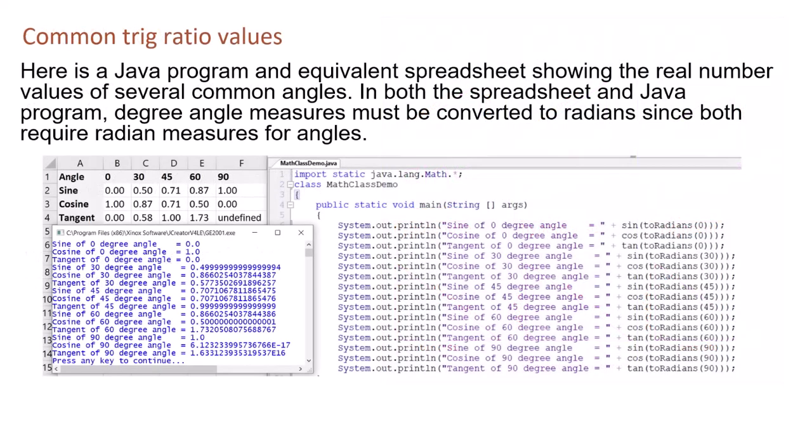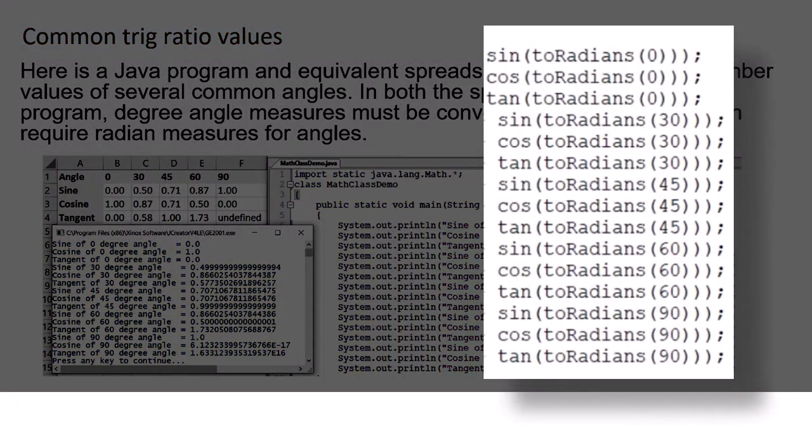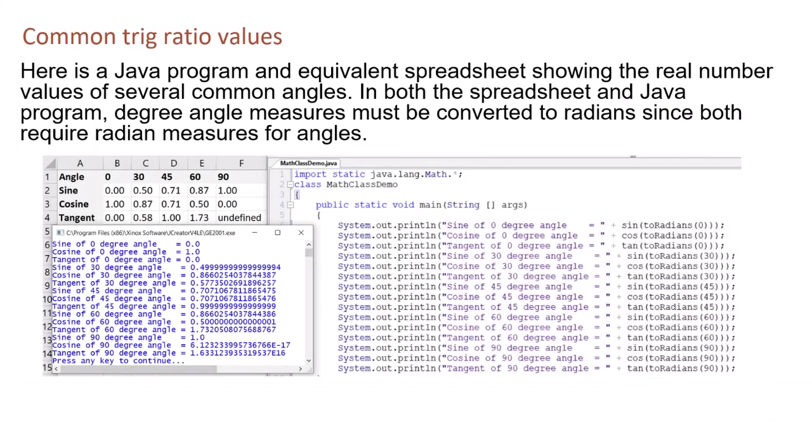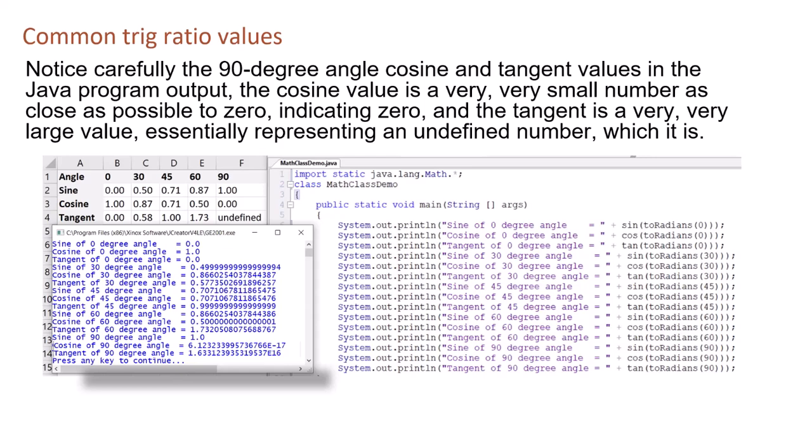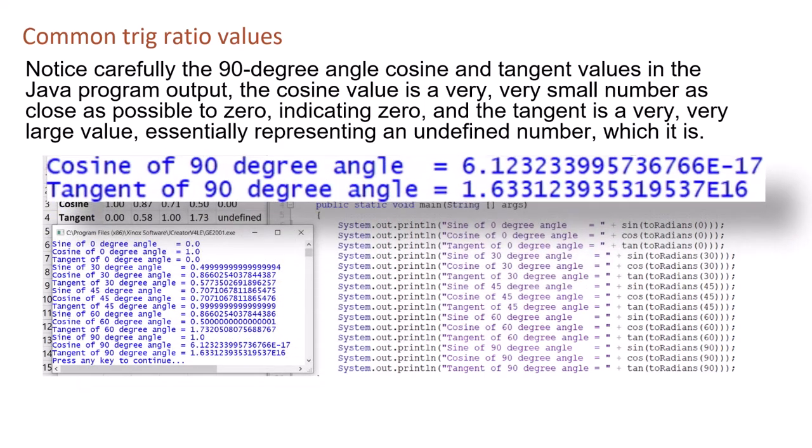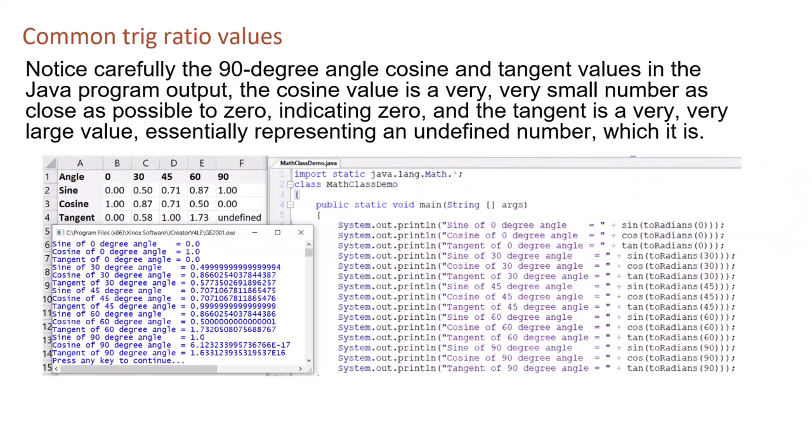Here is a Java program and equivalent spreadsheet showing the real number values of several common angles. In both the spreadsheet and Java program, degree angle measures must be converted to radians, since both require radian measures for angles. Notice carefully the 90-degree angle cosine and tangent values in the Java program output. The cosine value is a very, very small number, as close as possible to 0, indicating 0. And the tangent is a very, very large value, essentially representing an undefined number, which it is.